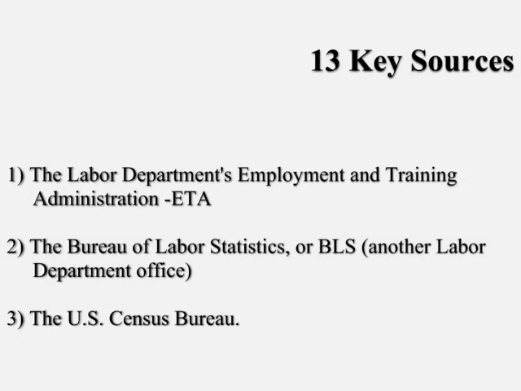Our 13 key sources are organized by the three government entities that supply them. First, the Labor Department's Employment and Training Administration, ETA. Second, the Bureau of Labor Statistics, or BLS, which is another Labor Department office. And third, the U.S. Census Bureau.